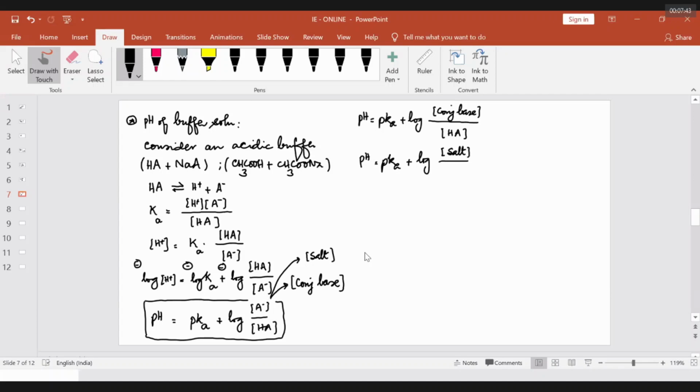What is the problem here? Sir, actually this is conjugate base. No. What is the problem? The problem is this is giving you acetic acid molecule, acetate ion. This is also giving you acetate ion.